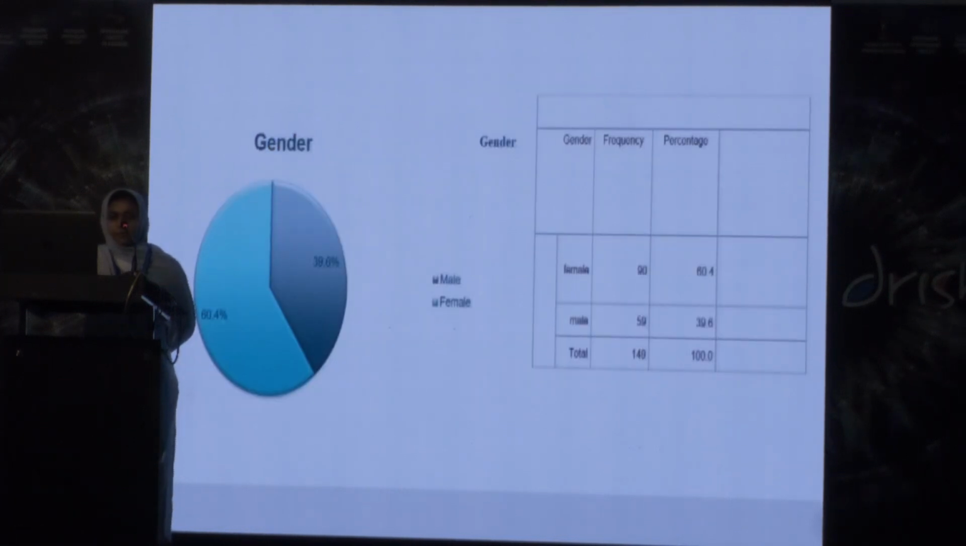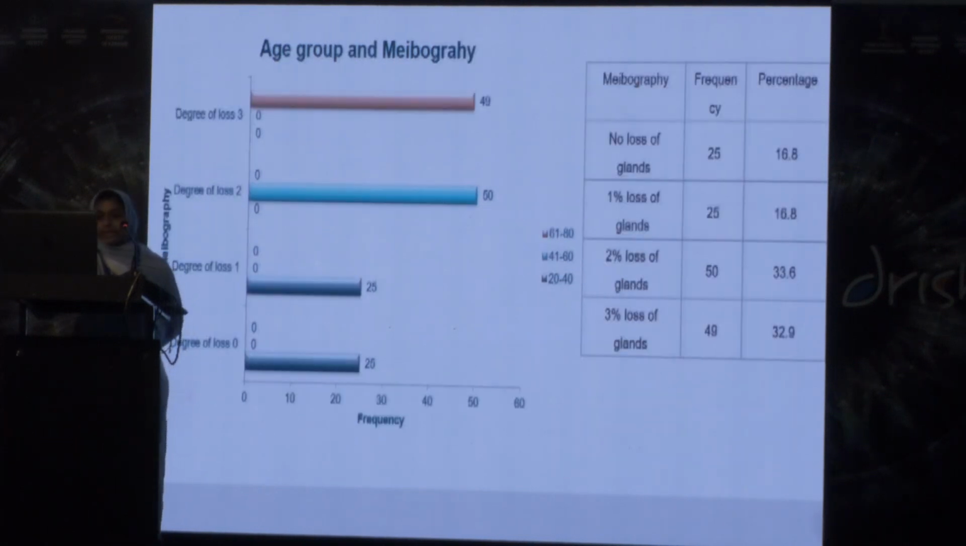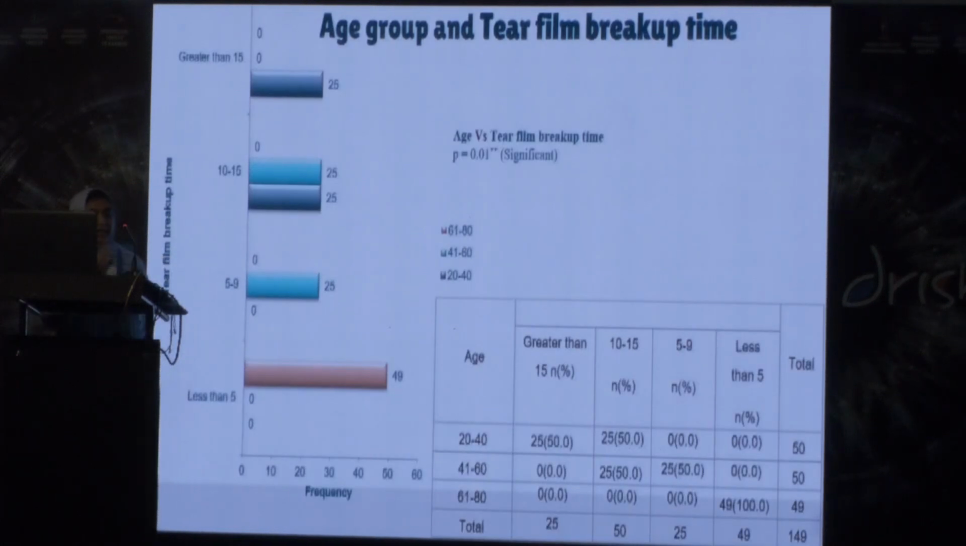For data analysis, we used SPSS statistics 20 and descriptive statistics, that is frequency, percentage, mean, and groups were compared. Our female population was more than males, and when we compared, we found that those between 45 to 60 years were developing evaporative dry eye disorders. Similarly, there was 2% gland loss in the same age group, and when we compared age group and tear film breakup time, it was directly proportional.